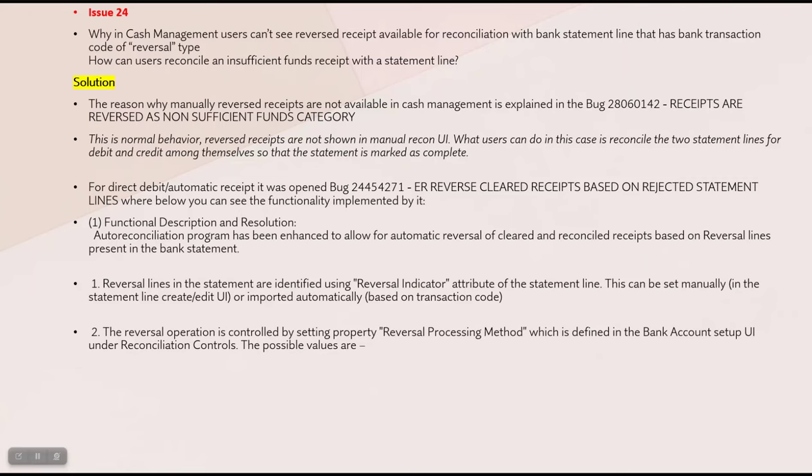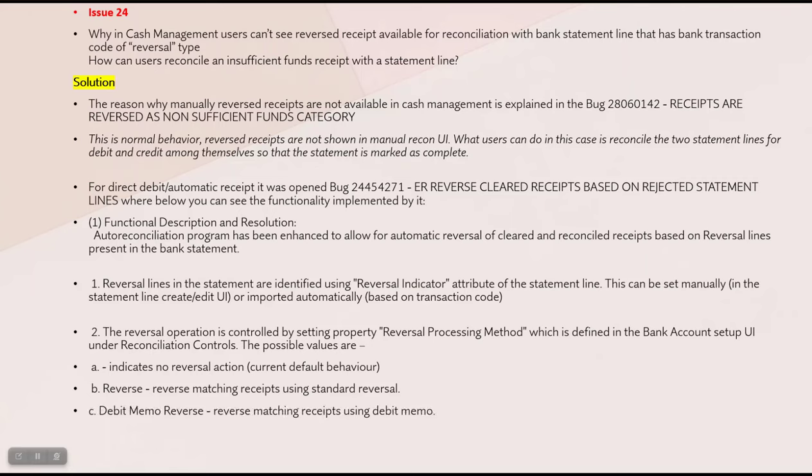The reversal operation is controlled by setting the reversal processing method, which is defined in the bank account setup user interface under reconciliation controls. Possible values are: A indicates no reversal action, the current default behavior. B reverse matching receipts using standard reversal. C debit memo reverse matching receipt using debit memo.